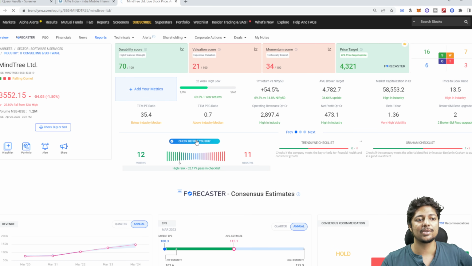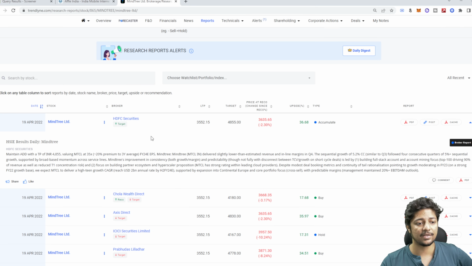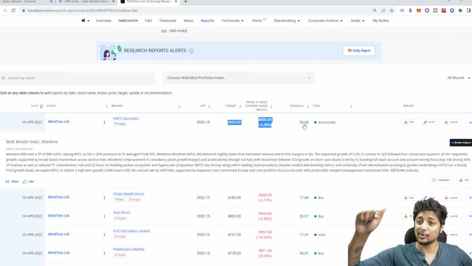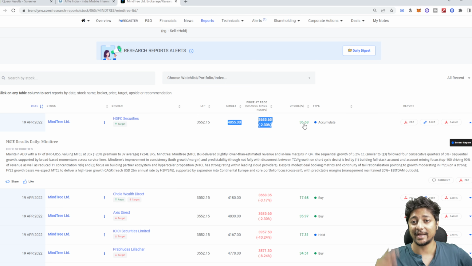Then what I'm going to do is check if there are any research reports that I can start reading. So let's read some research reports. See, so many research reports. In fact, there's one that's come out right now on 19th April, which says that the target price is 4885, which is a 36% upside. Why? Because Mindtree's result was good and it didn't go up because the sector itself is having an issue.